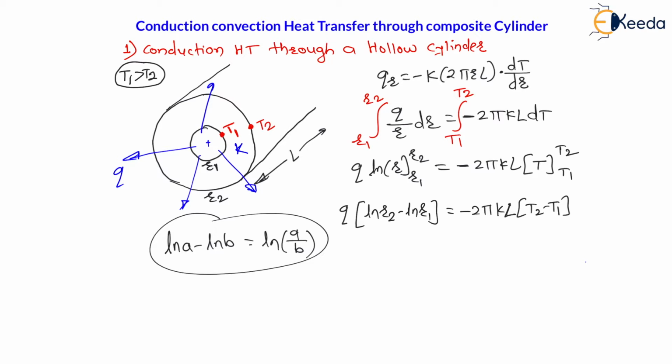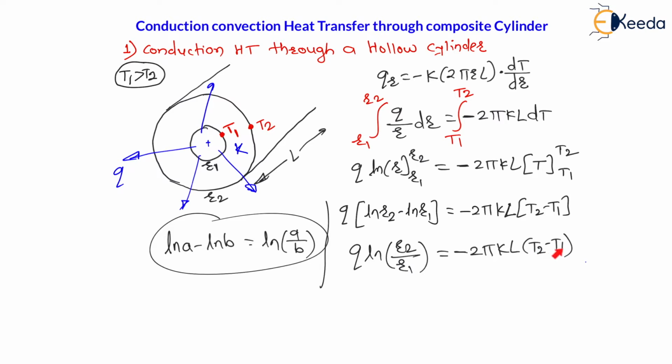Use this log property over here. Therefore, the equation will become q ln of r2 divided by r1 is equal to minus 2 pi kl (t2 minus t1). Now, my dear students, here we have assumed that t1 is greater than t2. Therefore, the flow is radially outward from inside radius to outside radius. Here we have written t2 minus t1.